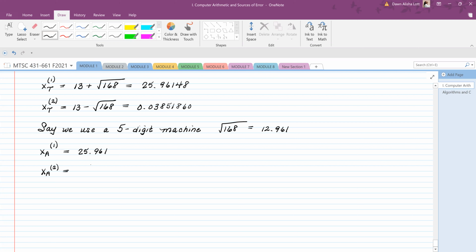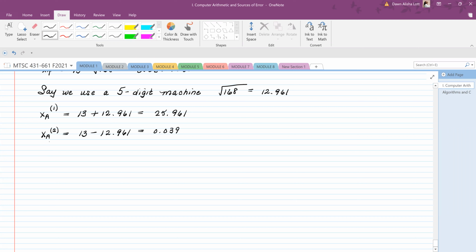And then the approximate solution for the second root turns out to be, oh, I apologize. This is 13 plus 12.961, so it turns out to be 25.961. And this one becomes 13 minus 12.961, and that becomes 0.039. All right, so let's look at the error.